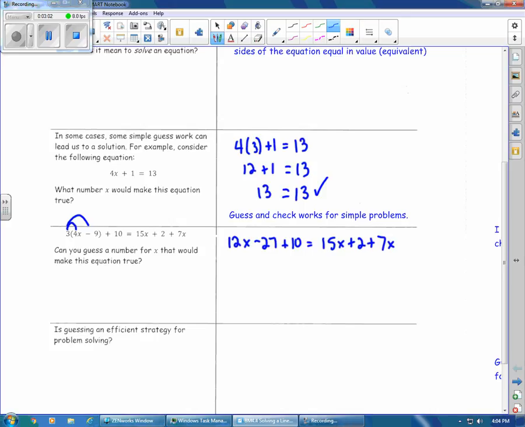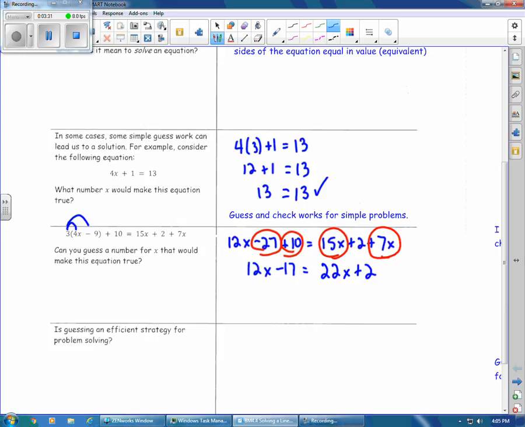Yeah, it's still not working for me. It hasn't gotten simple enough. Well, maybe we could simplify more. We can combine some like terms. We've got negative 27 and plus 10. Neither one of those has a variable, so I can combine those. So I've got 12x minus 17 equals, on the other side we've got a 15x and we have a 7x, so those can be combined. So we'd have 22x plus 2.